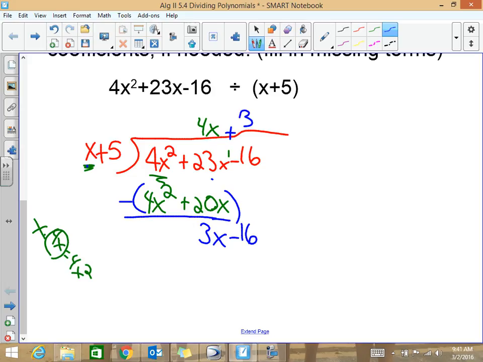And now I multiply x plus 5 times 3, but I have to distribute, right? So 3 times x is 3x. And 3 times positive 5 is 15. And then I subtract, right? So just be sure you subtract all of it. So 3x minus 3x is 0. Negative 16 minus 15 is what? Negative 31.